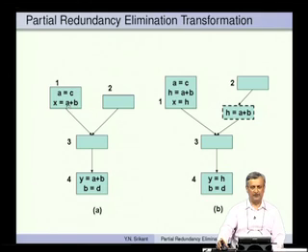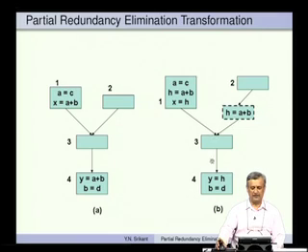Please observe that the expression A plus B is not completely available at this point. It is available partially along this path, but it is not available along this path. That is why this is a partial redundancy, not a full redundancy. If it were a full redundancy, we could simply apply global common subexpression elimination, but since it is partial redundancy, we have to insert a computation h equal to A plus B along this arc by breaking it.